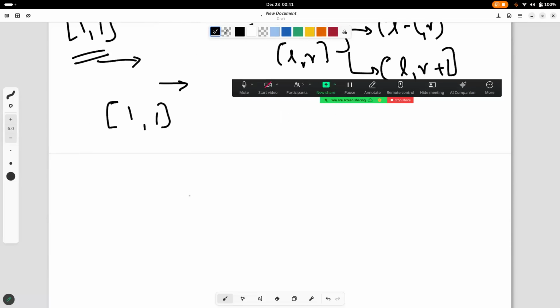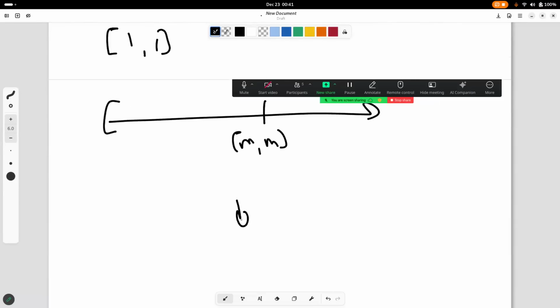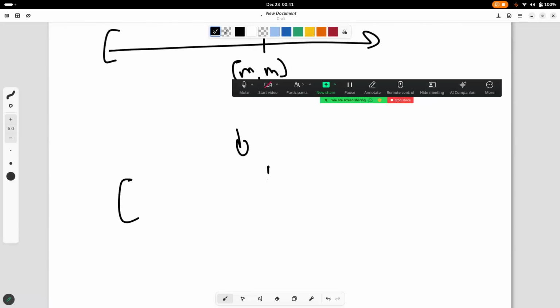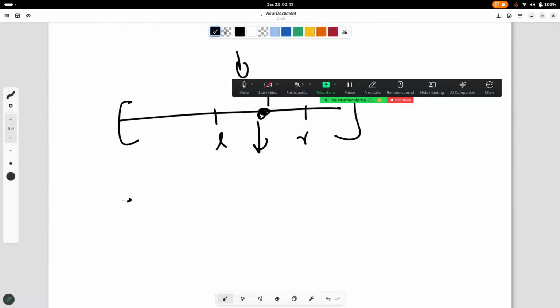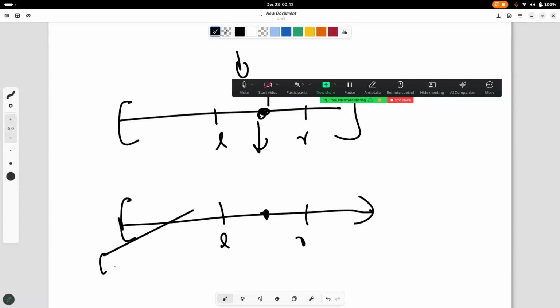So a normal operation would look something like this: initially you are over here at M to M, then after some operations you go to something like L to R, and then you get a chance to do an operation over here in between. LR won't really change, but you have opened up two new ranges, that is 1 to 1, and a new range over here, that is N to N.